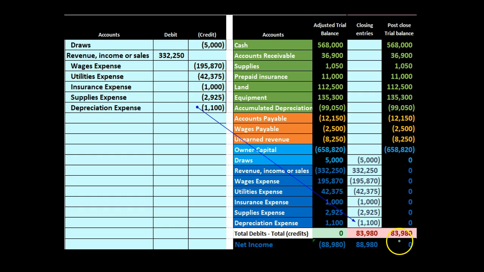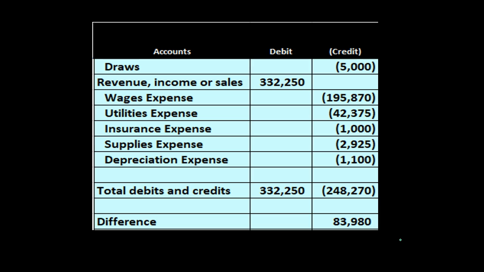So now, of course, we're still out of balance, meaning our debits do not equal the credits. We've got to think about, what do we want to do next? If we see that from the journal entry format, this is what we have. We've got debits. If we sum up the debits, they add up to $332,250. If we add up the credits, $5,000 plus $195,870 plus $42,375 plus $1,000 plus $2,925 plus $1,100 is $248,270.